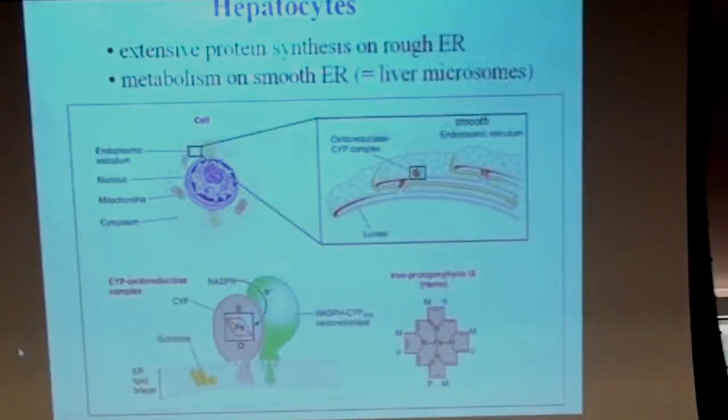They do extensive protein synthesis on the rough ER, and then they have a smooth endoplasmic reticulum that is basically plastered with P450 enzymes. If you put liver into a blender, you get the famous liver microsomes, which are basically vesicles of smooth ER with P450 enzymes on them.